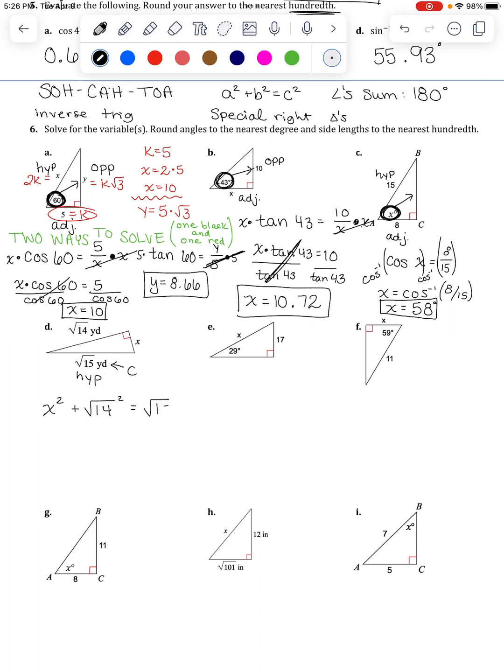X squared plus square root of 14 squared equals square root of 15 squared. X squared plus square root of 14 squared is 14. Square root of 15 squared is 15. I need to get the x alone, so I'm going to subtract the 14 first. X squared equals 1. To get rid of a square, I take a square root. Square root of 1 happens to be 1.